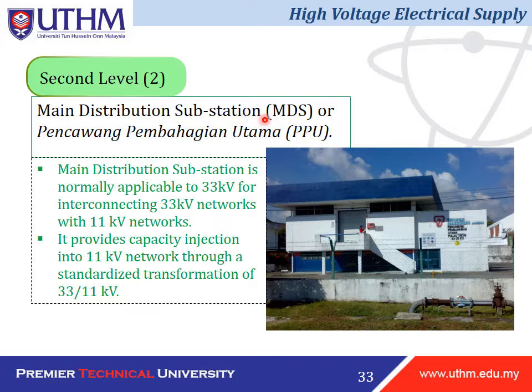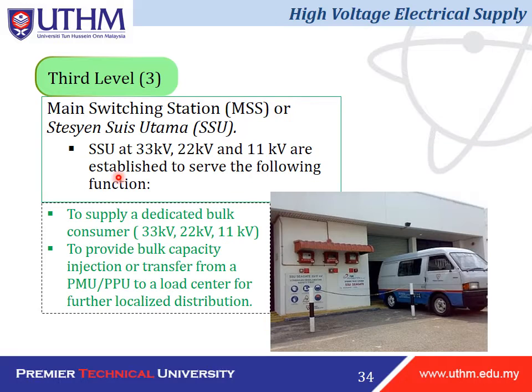And then the second level is the main distribution substation, MDS, or Pencawang Pembahagian Utama, PPU. So this is the example of MDS or PPU. Main distribution substation is normally applicable to the 33 kV for interconnecting 33 kV networks with the 11 kV networks. So basically, it provides capacity injection into the 11 kV network through a standardized transformation of 33 to 11 kV. We move to the third level.